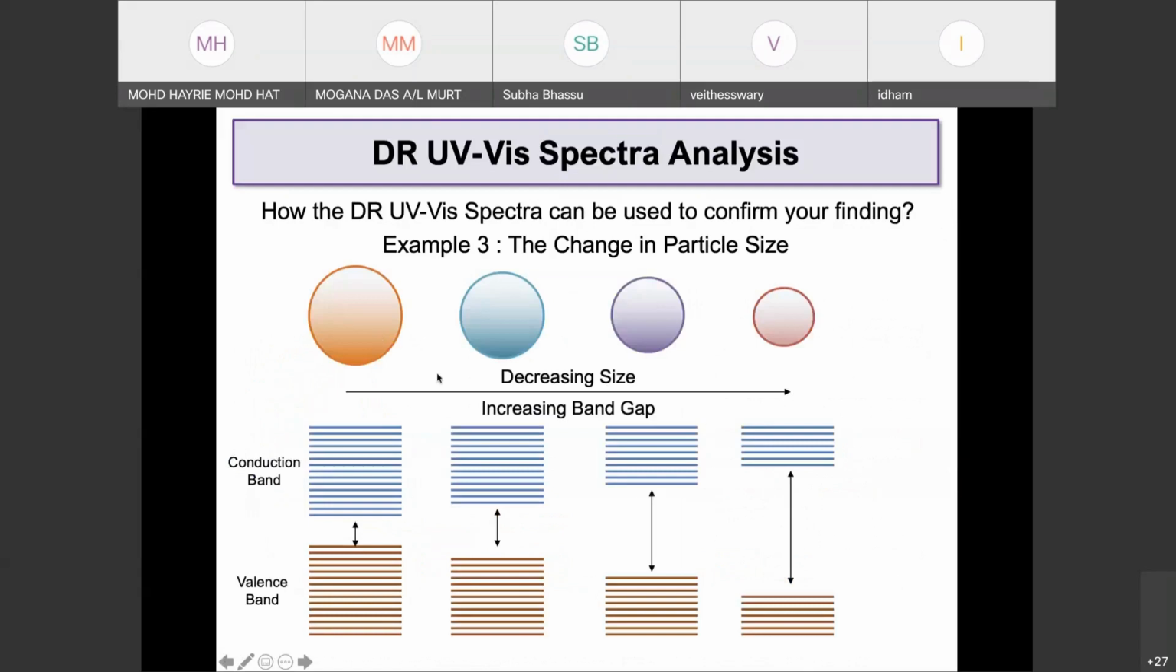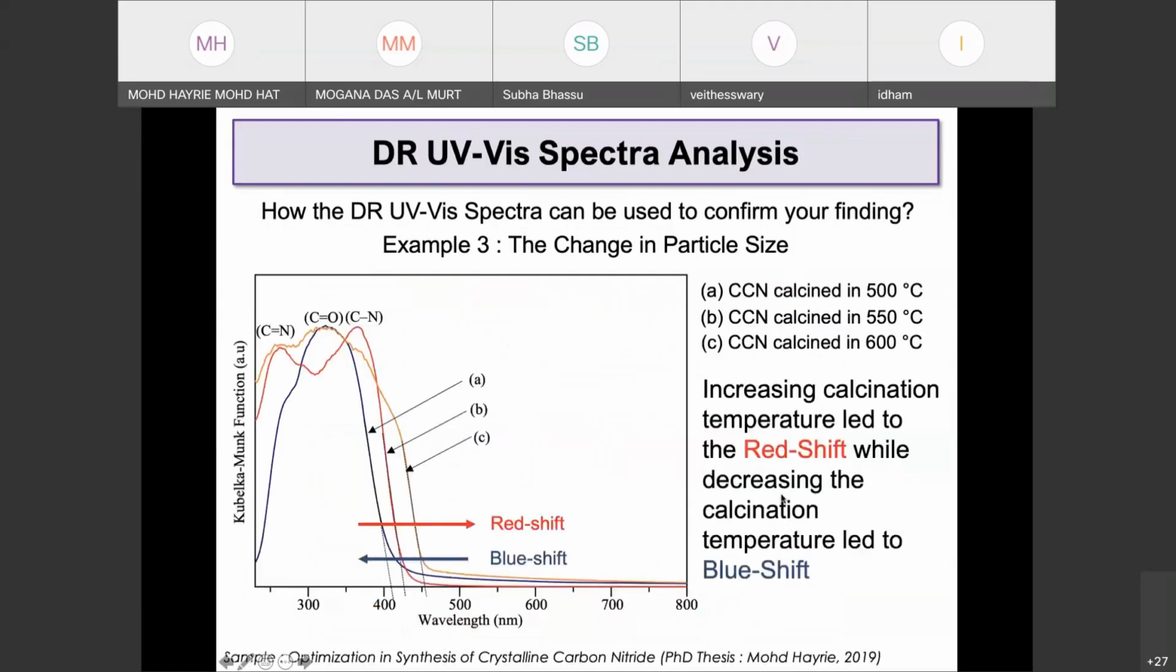Okay, so decreasing the particle size will lead to a higher band gap. For example, a smaller particle size has a high band gap value. So that is why it appears in the blue shift. The blue shift means it absorbs in the shorter wavelength, so that means it requires high energy in order for the electron to be excited.